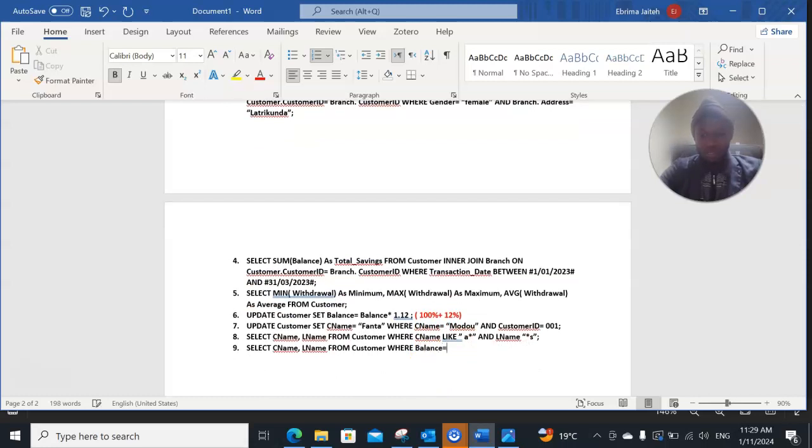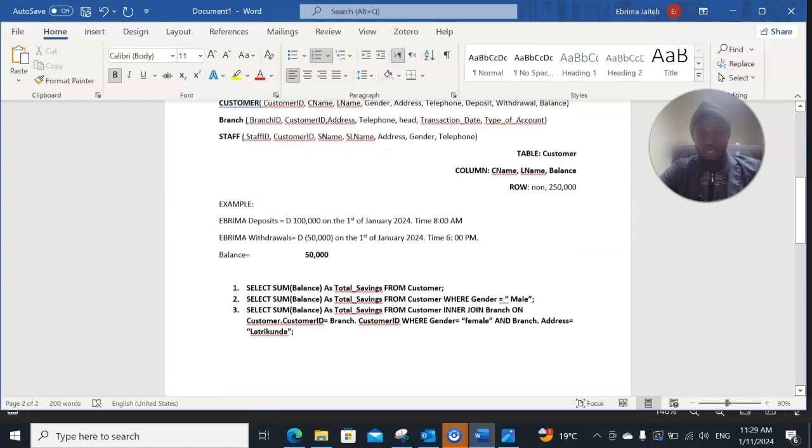is equal to what? 250,000. And you know what? Semicolon. Do you understand? 250,000 and your semicolon. So that is the end of that question. You can see 250,000 is in the form of a figure. That's why I don't put it in quotation. But if I told you it's a letter, I would put it in quotation.